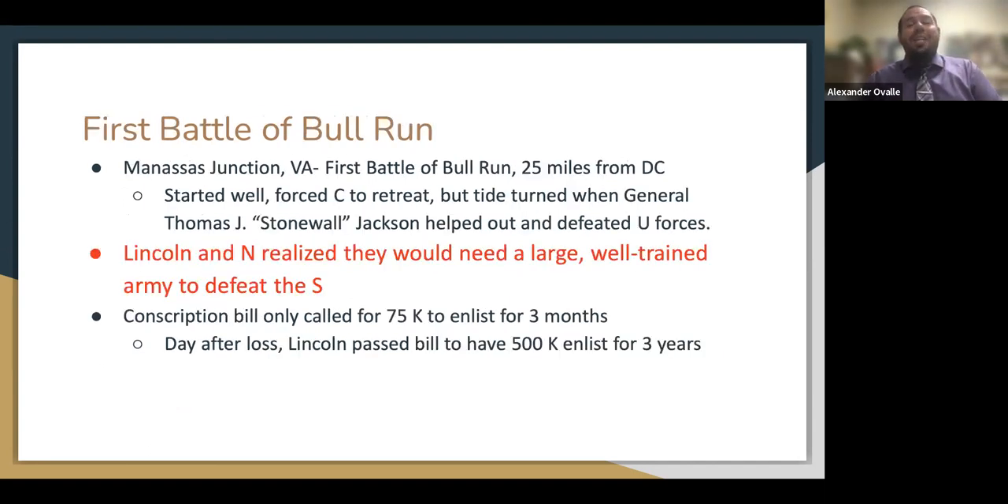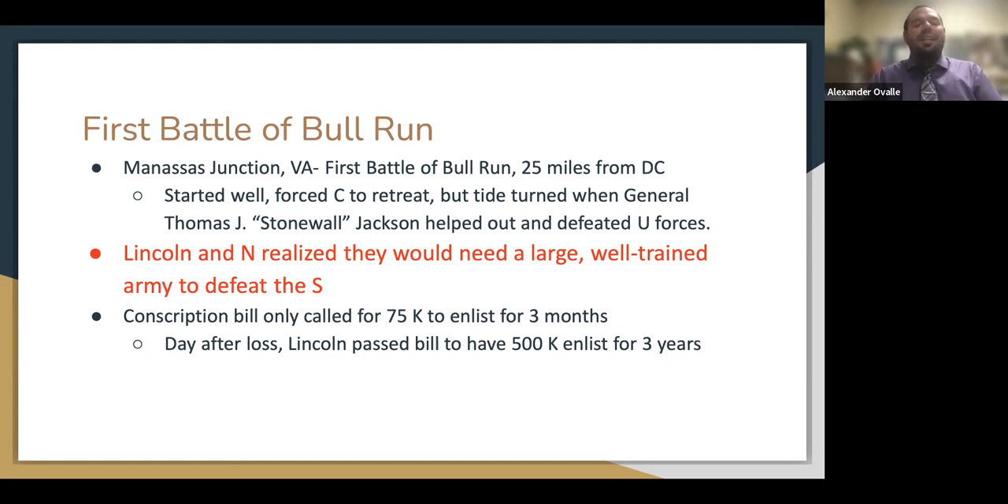So the first major battle of the Civil War was the first Battle of Bull Run. It was at a place called Manassas Junction in Virginia, 25 miles away from the capital, Washington, D.C. It started well, and they were going to force the Confederates to retreat, but the tide turned when General Thomas J. Stonewall Jackson helped out and defeated the Union forces. So it was a loss for the North.